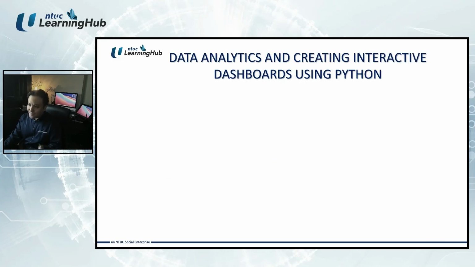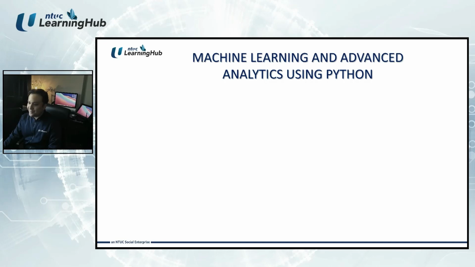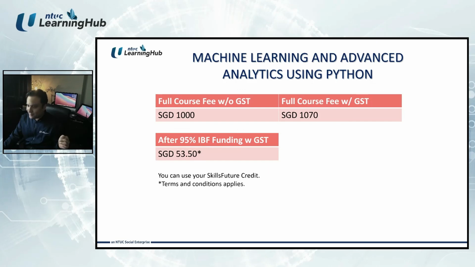Next are two Python courses. Before you can attend them, you must know some basic Python programming. That's all that we ask for this first one. It will teach you how to create interactive dashboards using Python to analyze the data. Okay? And it is $1,000 for a 2-day course, but with 95% funding, just $53.50. Okay? With the same conditions that I spoke about earlier. And there's another one which is machine learning, the stuff that we spoke about just now, the MNIST dataset and so on. And it's the same price as the dashboard course. Same thing, Singaporeans and PR before July 1st.